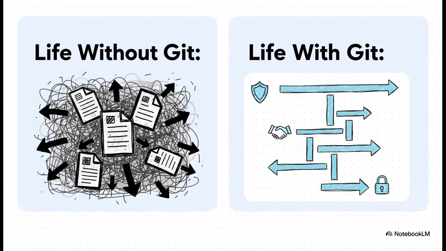Just look at this. This is a tale of two different projects. Life without a tool like Git is just pure chaos. I mean, we've all been there, right? Emailing files named final v2 back and forth, terrified that one little change is going to break everything. But life with Git is organized, it's safe, it's collaborative. Understanding these tools isn't just a nice to have, it's the difference between chaos and clarity.